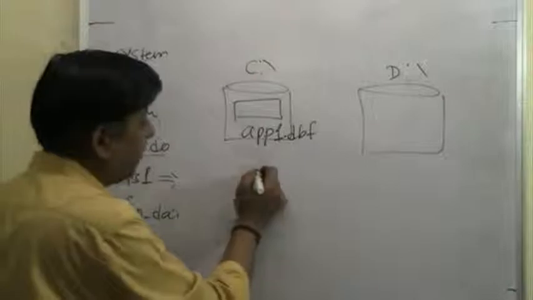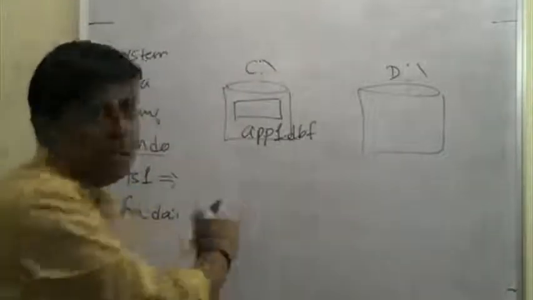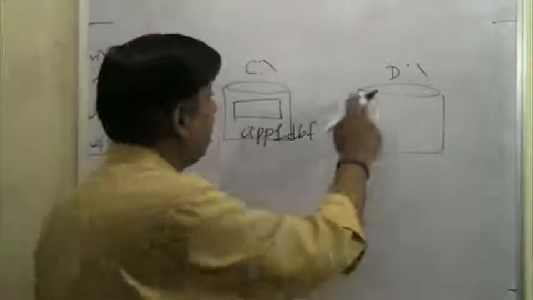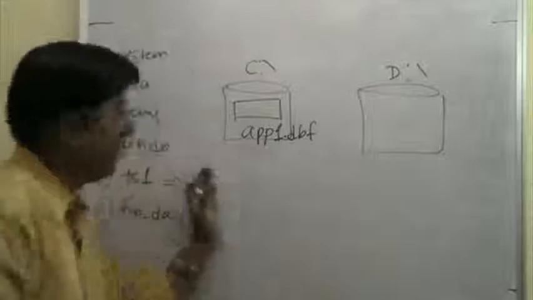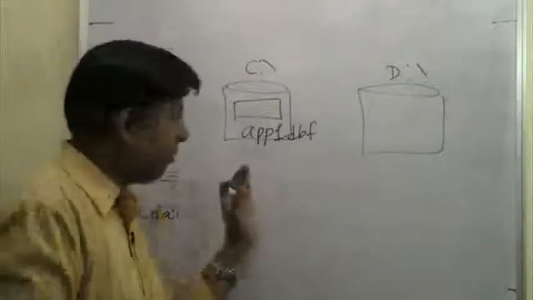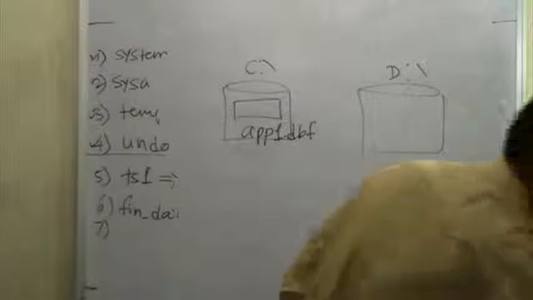What is the name of the file? The original name of the file is C:\app1.dbf. The new name of the file would be D:\app1.dbf. So this is basically just renaming a file. Whether you want to move a file from one directory to another directory or just rename a file, it is one and the same thing. And the command is alter database.